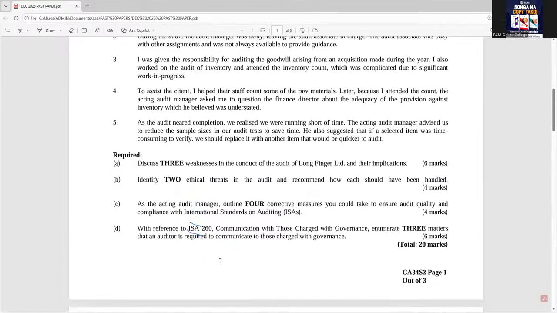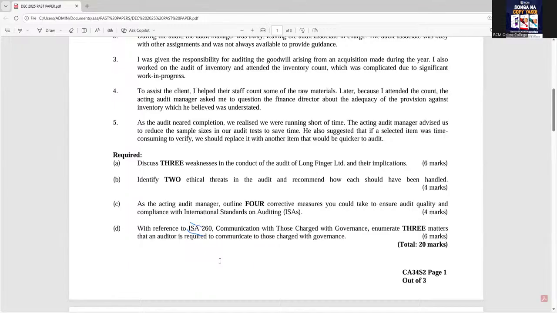Then part D, with reference to ISA 260, communication with those charged with governance, enumerate 3 matters that an auditor is required to communicate to those who are charged with governance. So of course, this part D doesn't so much relate to the case study, but part A, part B, and part C relate to the case study. So you have to understand what is happening under the case study to be able to adequately answer part A, B, and C.